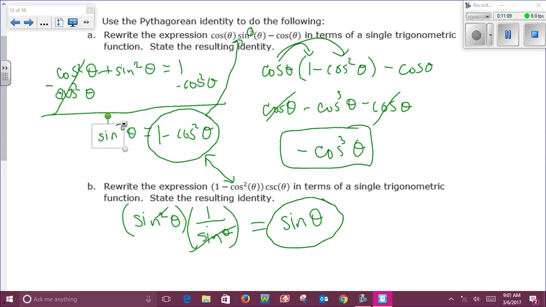This is just the basics of dealing with the Pythagorean identity and what it can do for us. We aren't going to go too in depth, but in other courses after this one, you may go more in depth with these identities. All right, that's it.